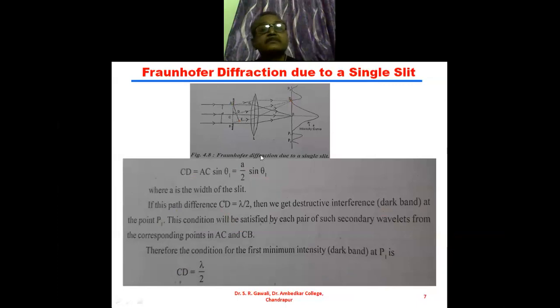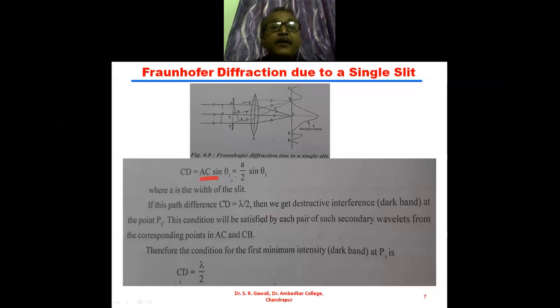Now दोनों वेव्स में ये A पॉइंट और C पॉइंट को कहा जाता है करस्पॉन्डिंग पॉइंट, C पॉइंट को और B पॉइंट को कहा जाता है करस्पॉन्डिंग पॉइंट, बिकॉज दोनों में जो पाथ डिफरेंस है वो कांस्टेंट. तो देयरफॉर CD is equal to, we will obtain here the CD. So this CD is equal to AC sin of θ1.